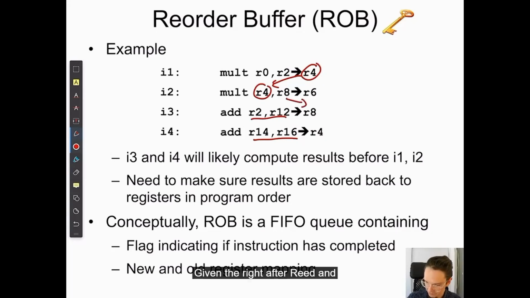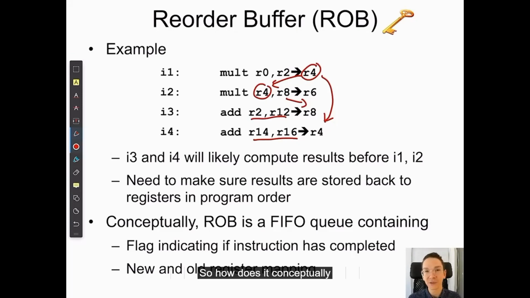These are independent instructions in our instruction window. Given the write after read and the write after write hazards in this instruction stream, we need to make sure that the results are stored back to the architectural registers in program order, both to eliminate write after read and write after write hazards and to implement precise state. The reorder buffer is a crucial structure toward this goal. Now, conceptually, the ROB is a FIFO queue containing a flag indicating if an instruction has completed its execution, and it contains both the new and old register mapping of the output register for every instruction.